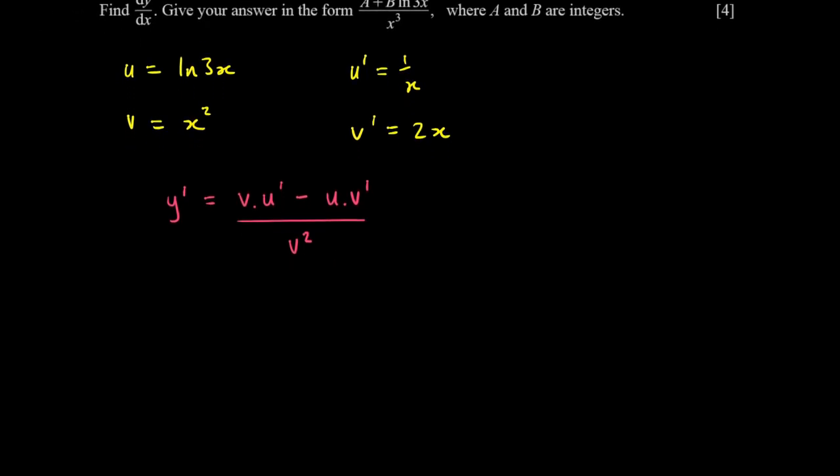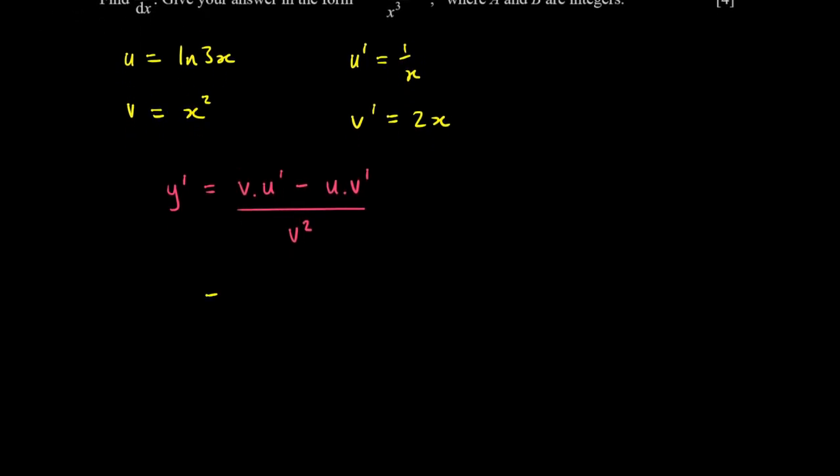So now really what I've got to do is just substitute this into the formula for the quotient rule. So v is x squared, u prime is 1 upon x, minus u, which is ln 3x. And I'm just going to stick that in a bracket like that, times v prime, which is 2x. And I deliberately put those in brackets because I want to avoid the mistake of thinking I've got ln 3x times 2x, which is ln 6x squared, right? That's wrong. I can't take that 2x and multiply it into here, okay?